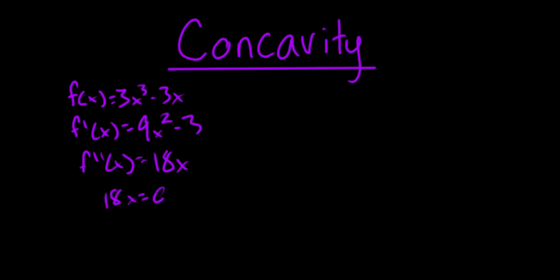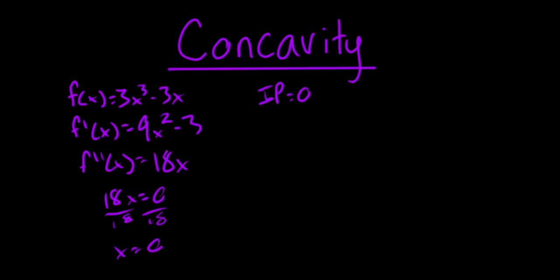18x equals 0, and let's solve for x. So we're going to divide 18 on both sides of the equation, and we'll get x is equal to 0. All right, so that's our inflection point. I'm going to write that down. We'll say IP, inflection point, is equal to 0. That's where it's located.